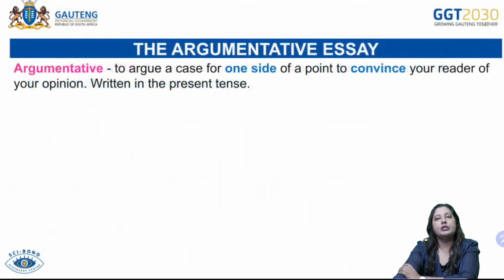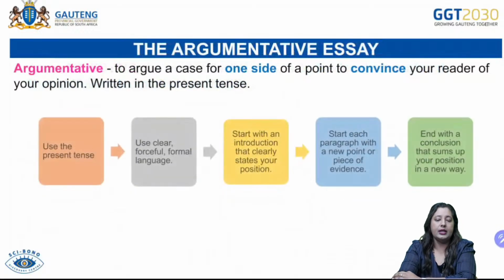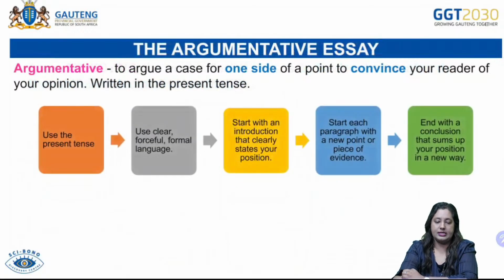Right, then I mentioned the other genre to you previously, which was the argumentative one, where we are convincing the reader of our particular viewpoint. It's written in the present tense, right? Please be clear, forceful, and use your formal language. Remember, there must be an introduction, and that will clearly state your position on the particular topic, right?